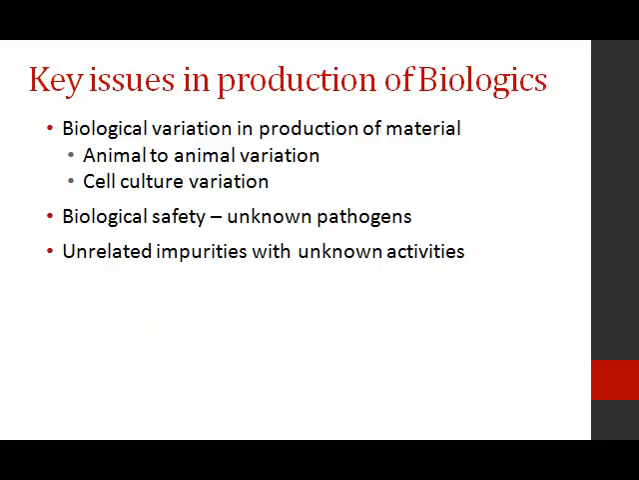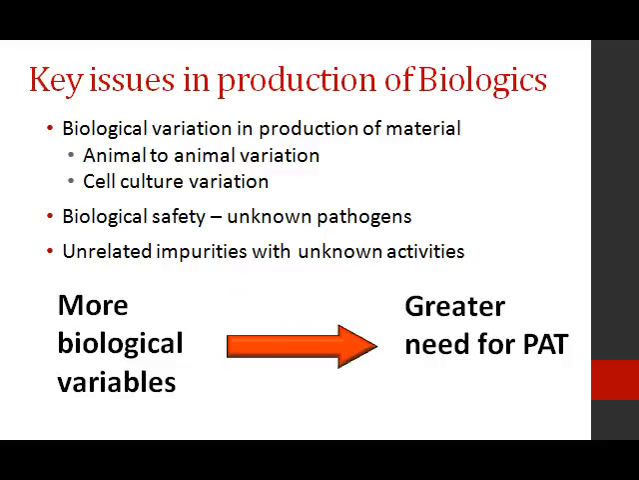There are several key issues in the production of biologics. First, there are biological variations in the production of materials. These can result from animal-to-animal variations or cell culture variations, which can result from differences in the cells or cell populations and differences in culture conditions. There are biologic safety concerns with the introduction of unknown pathogens or unrelated impurities with unknown activities. However, regardless, it's important to remember that the greater the number of biological variables, the greater the need for process analytical technologies, which we discussed earlier.